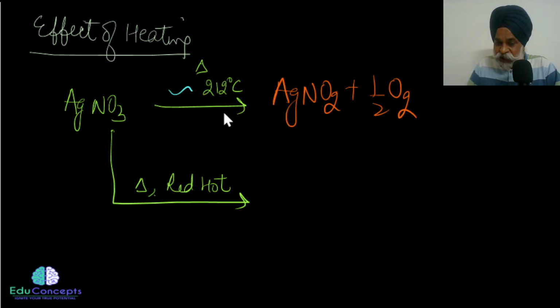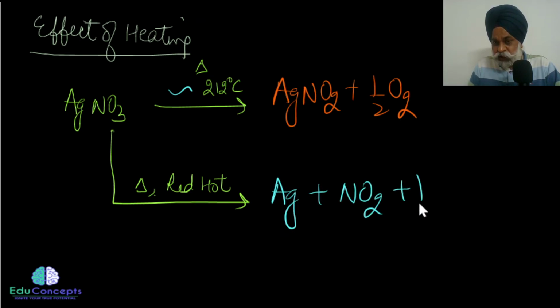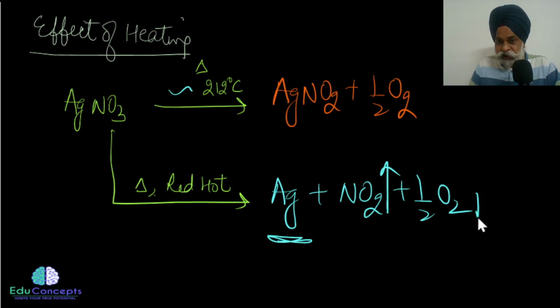Most of the nitrate salts when heated give you nitrite along with oxygen, but there are few metal nitrates which when heated to a very high temperature further get decomposed into silver, NO2 and oxygen. So this gives you then metallic silver and these two oxygen, and this would appear as a black spot. So this also you always have to remember.